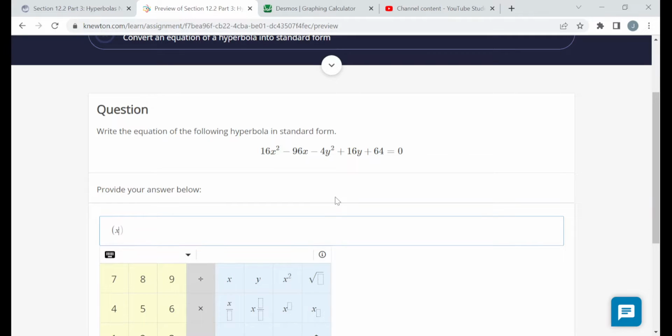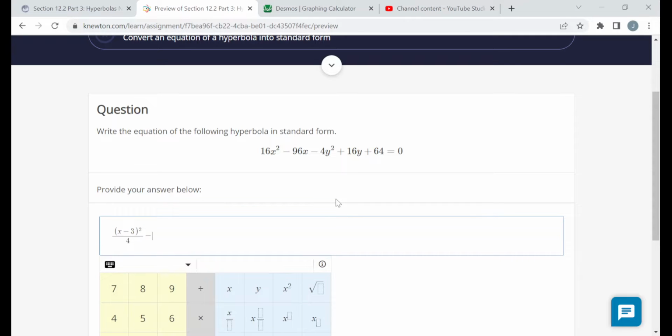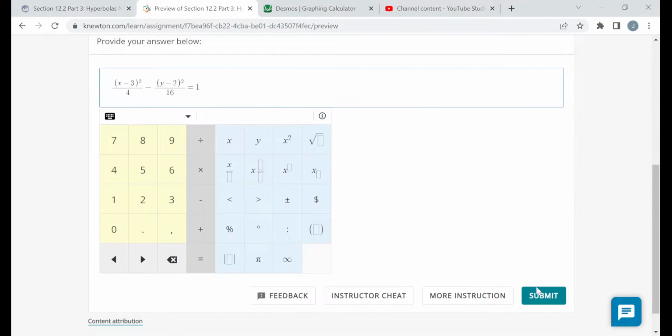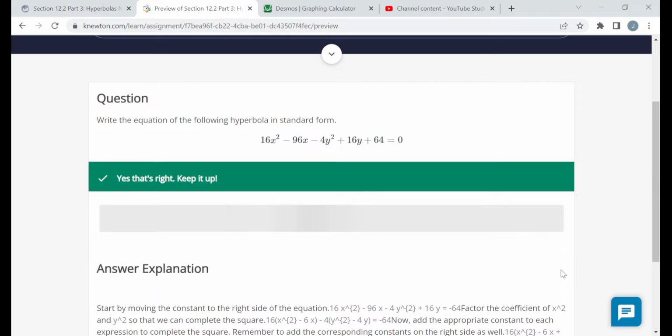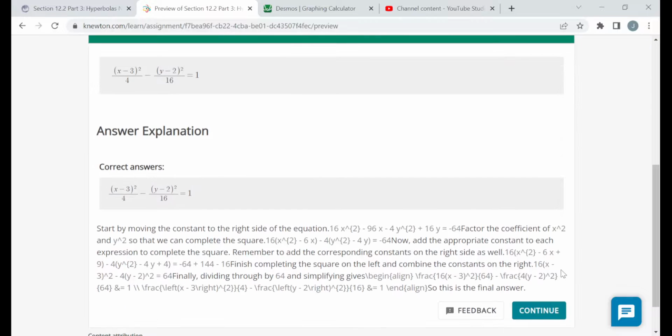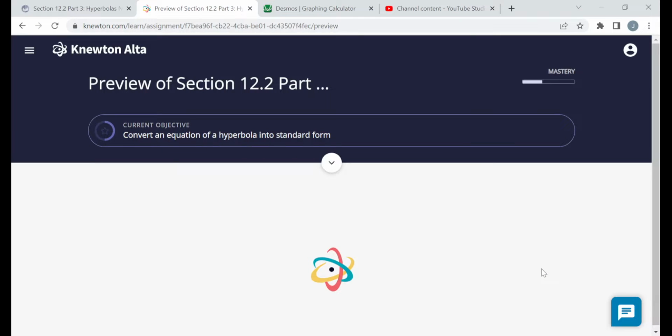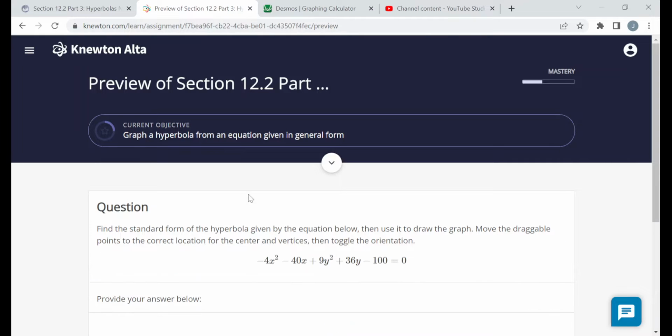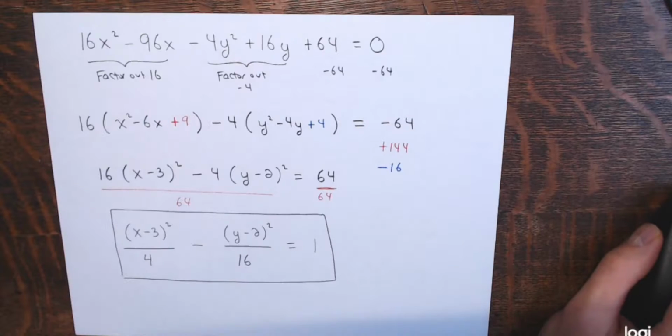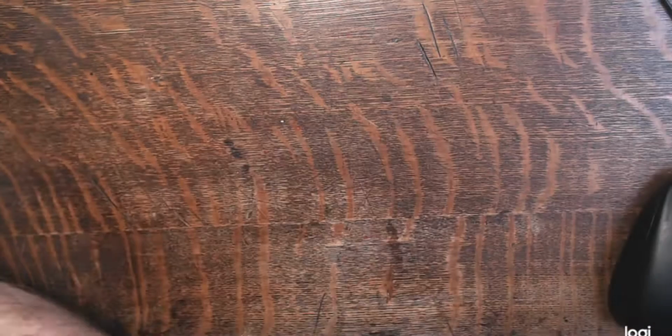So we have the quantity x minus 3 squared divided by 4 minus the quantity y minus 2 squared divided by 16 equals 1. And that should be good. Wonderful. All right, and again, I'm doing the same thing every time here. Just sometimes I'm graphing and then sometimes I'm not. So here's one where we're going to graph. So once again, I'll write this out. We'll change it to standard form through use of completing the square.